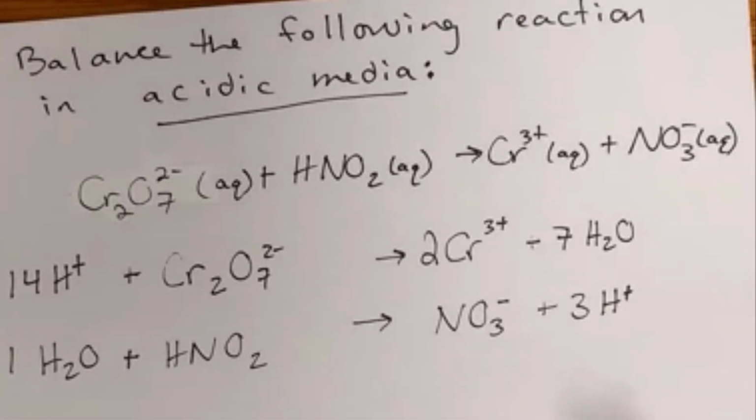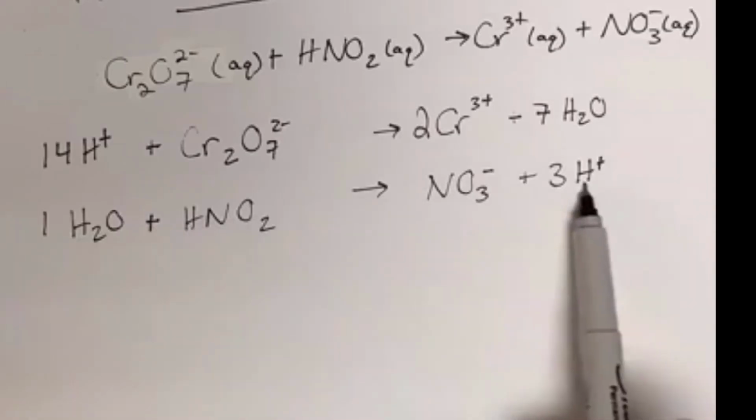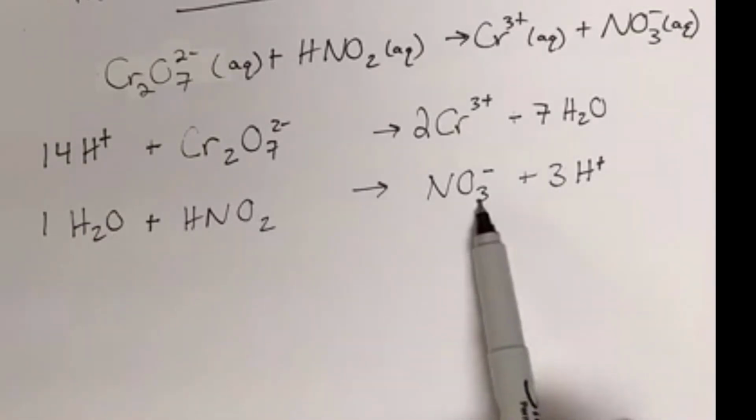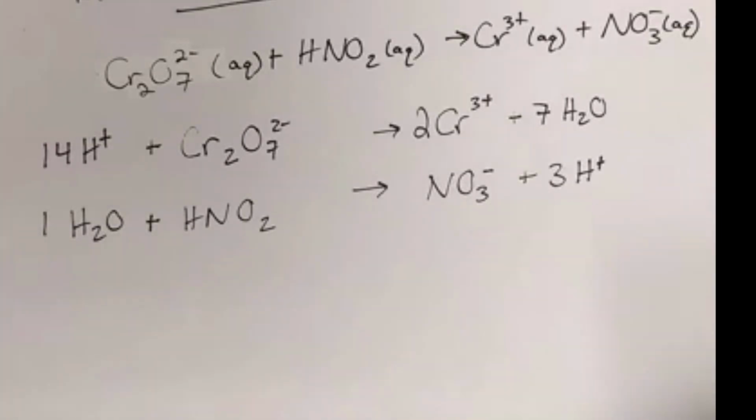So let's stop for a second and check and make sure everything's balanced. So in this equation, I have 14 hydrogens on this side, 14 hydrogens on this side. 2 chromium, 2 chromium, 7 oxygens, 7 oxygens. Here I have 3 hydrogens, 3 hydrogens. 1, 2, 3 oxygens, 3 oxygens. 1 nitrogen, 1 nitrogen. So now all the atoms are balanced. Before you ever start playing with the electrons, you have to make sure you balance out the atoms first.